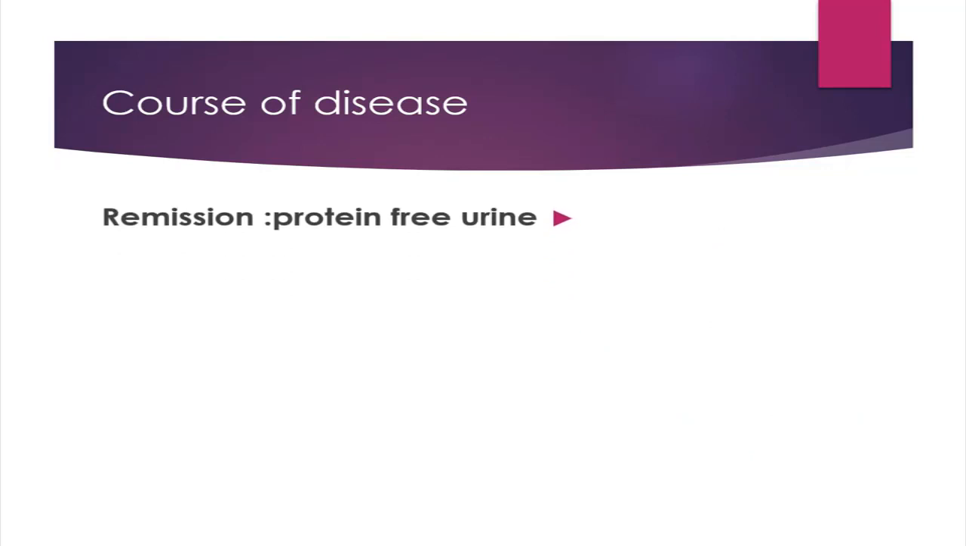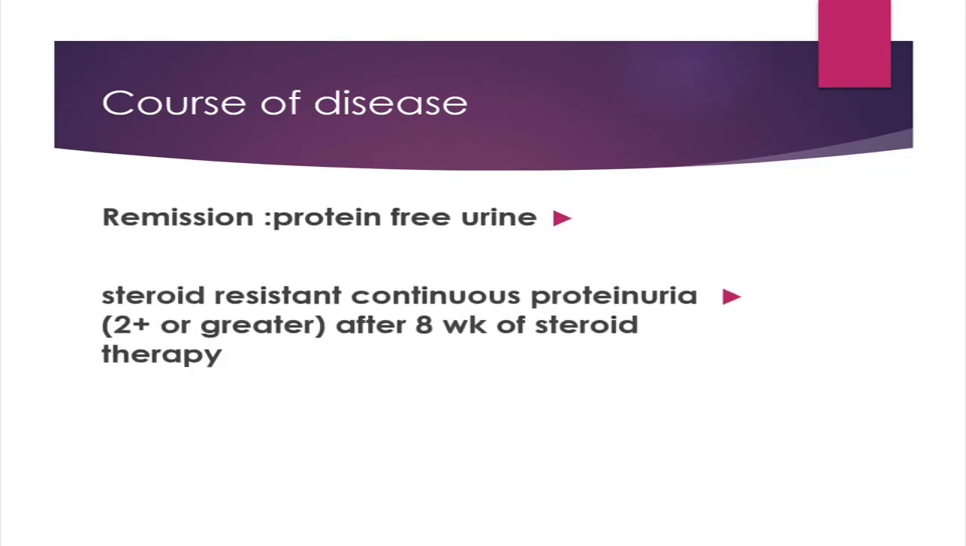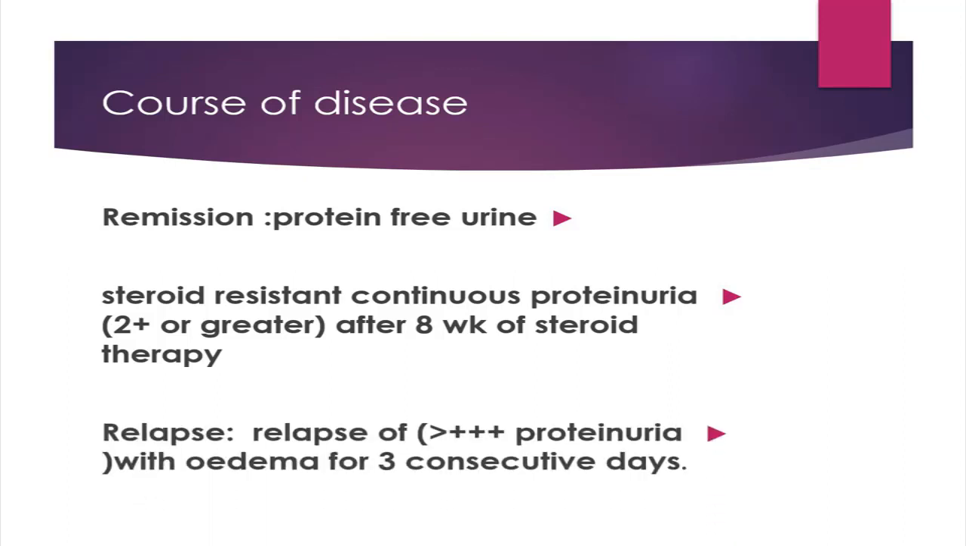The course of the disease: remission means there is no protein, protein free in urine. Steroid resistance is when we give a full dose of steroid for a long period and there will still be protein 2+ or greater in urine. This means it is resistant and needs renal biopsy. And relapse means that after remission, protein free, he gets 3 pluses of protein in urine again.